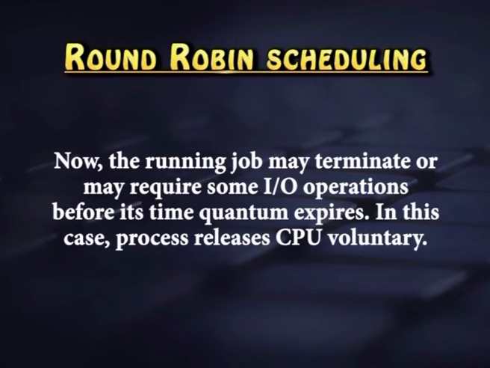The CPU scheduler using the round robin scheduling algorithm selects one job from the front of the queue and assigns it to the CPU for the fixed time quantum. Now, the running job may terminate or may require some input output operations before its time quantum expires. In this case, the process releases the CPU voluntarily.